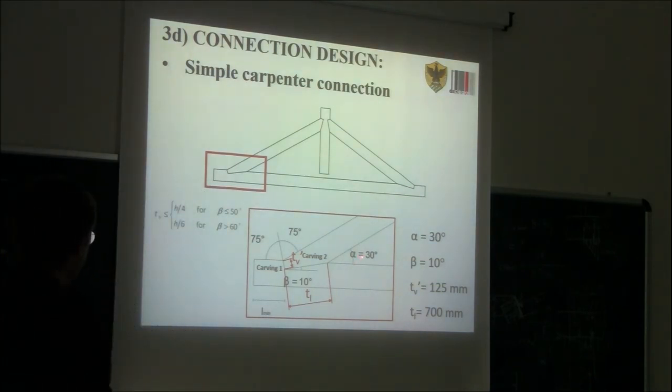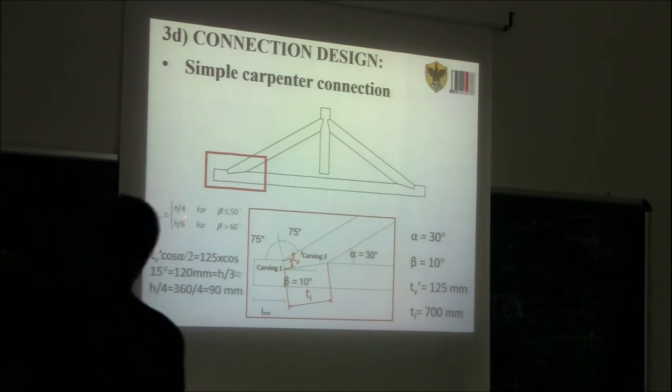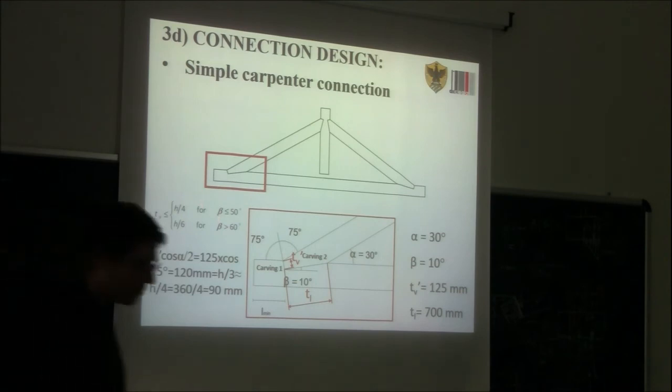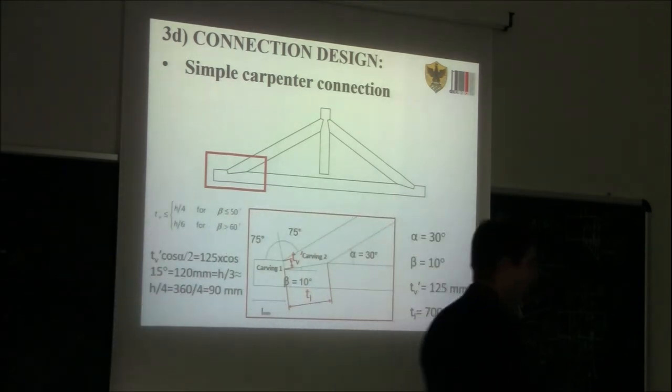So in our case, we have alpha 30 degrees and length 50, so this one should be no more than 1/4 of the depth. If you replace, you find out that in this case, this TB is more or less 1/3. So it's actually more than 1/4 of the depth, more or less the same.